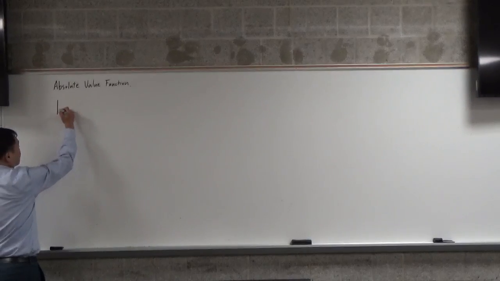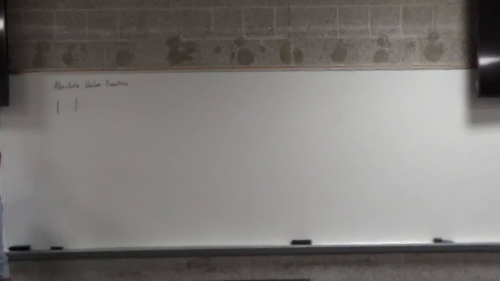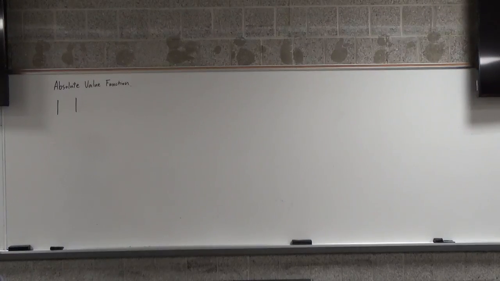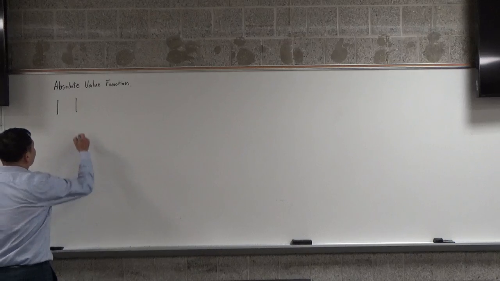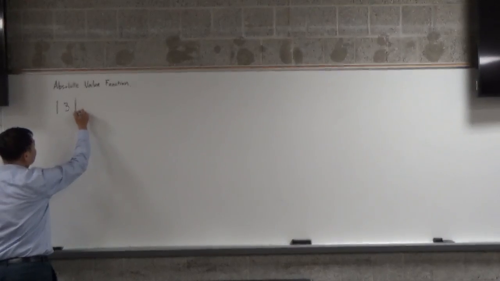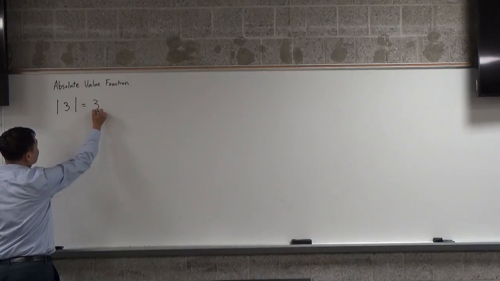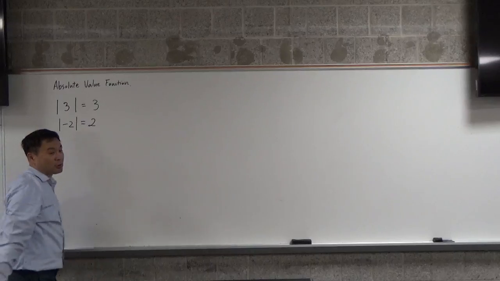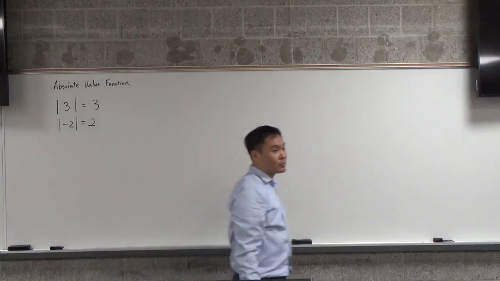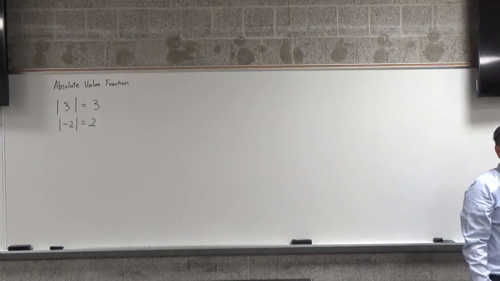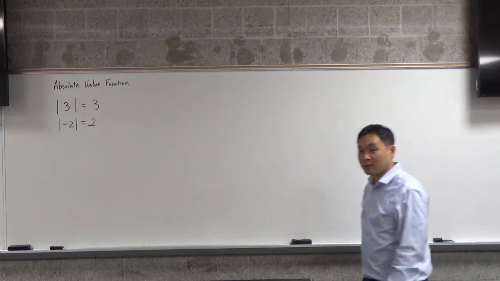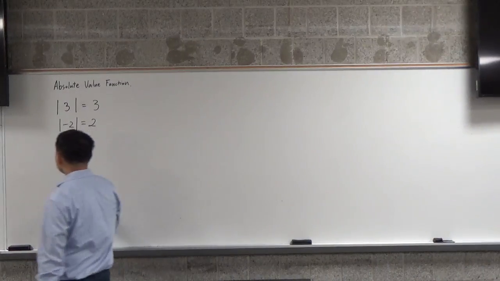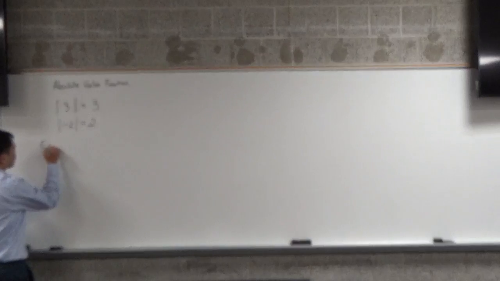Okay, the absolute value function, given as two vertical lines, is something that has no effect if the number is positive, but if you apply it to something that's negative, it changes to positive. That's what an absolute value function is. Got it? Okay, so let's try this first example.